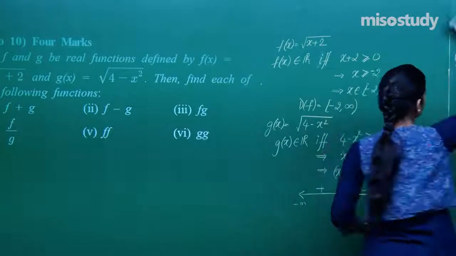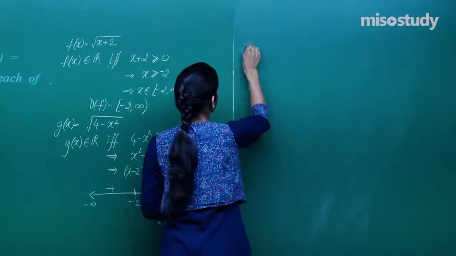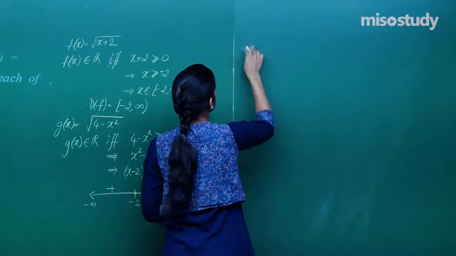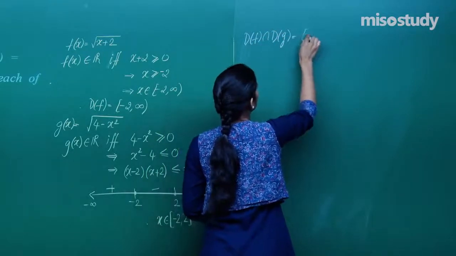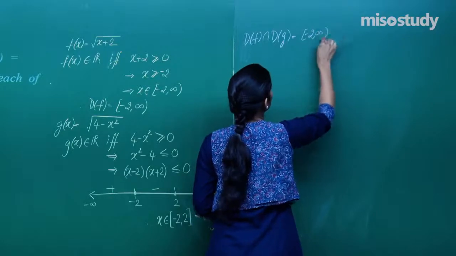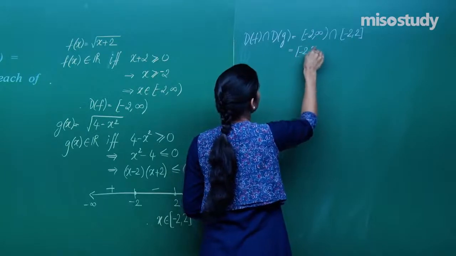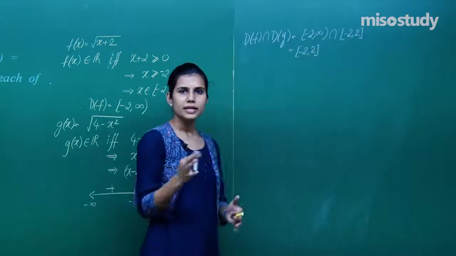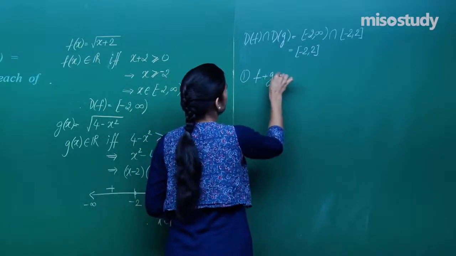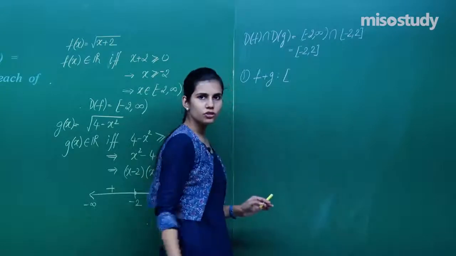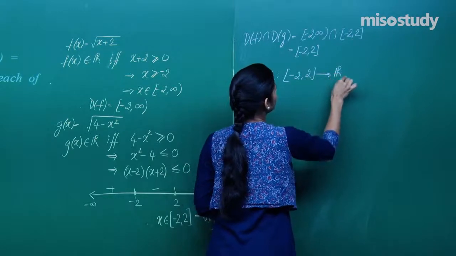If we have got the domain of f and domain of g, we know what the domain of f plus g is. Let me first write domain of f intersection domain of g. Minus 2 comma infinity intersection minus 2 comma 2. Clearly this is equal to minus 2 comma 2 closed interval. So when you intersect their domains, you are getting this interval, and therefore now I am in a position to define f plus g. F plus g is a function from domain of f intersection domain of g to the collection of all reals.